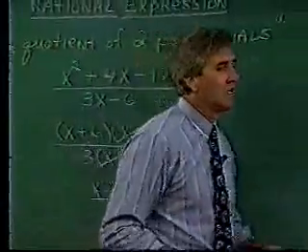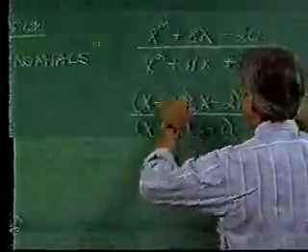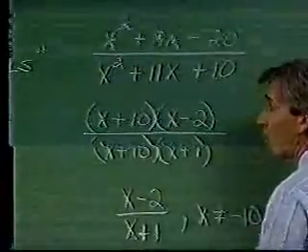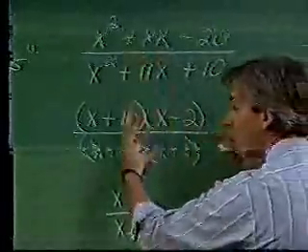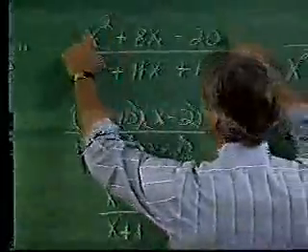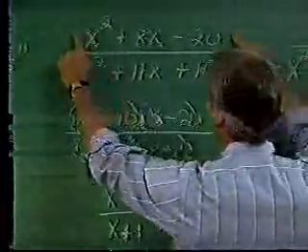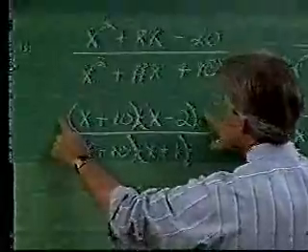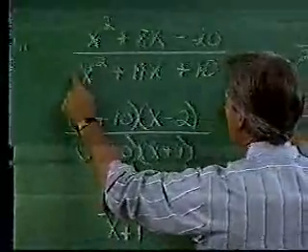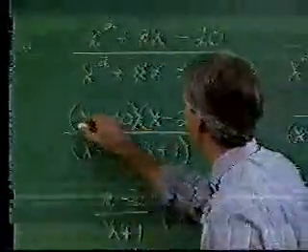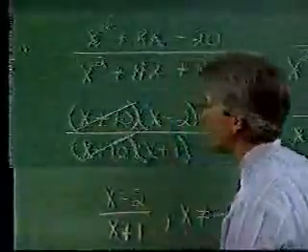Let's reduce this one. The whole idea in reducing fractions, rational expressions, this kind of fraction, is to factor both numerator and denominator and eliminate like factors. So in the numerator, we would factor into x plus 10 times x minus 2. In the denominator, we have x plus 10 times x plus 1. And we can cancel then the x plus 10s.